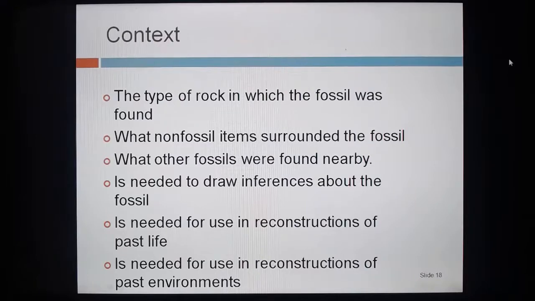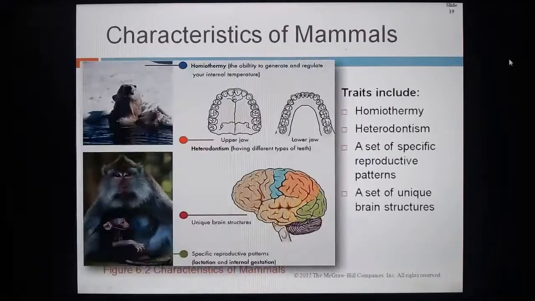Also to reconstruct past life and past environments. So context is very important. Provenience and context.